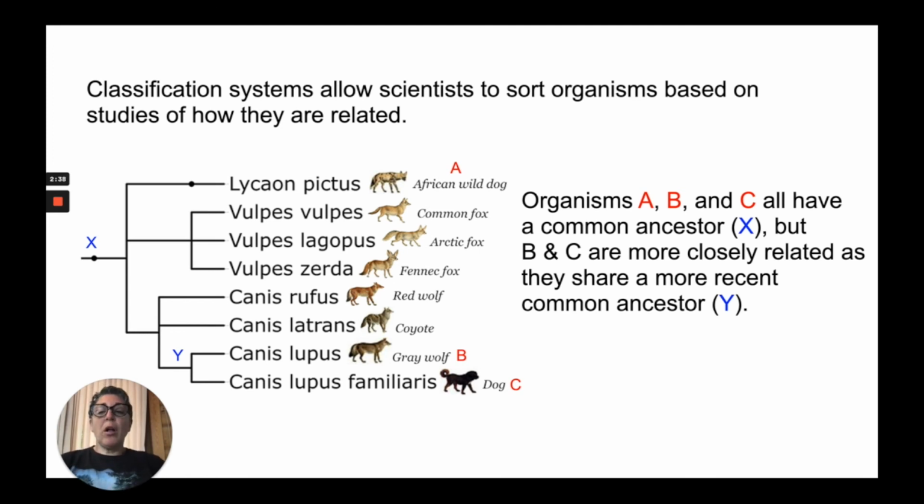So while all of these organisms, the African wild dog, all of the foxes, the red wolf, coyote, gray wolf, and the domesticated dog, all share common ancestors with each other, some of them are more closely related to each other because they share a more recent common ancestor, as illustrated with the gray wolf and the dog.